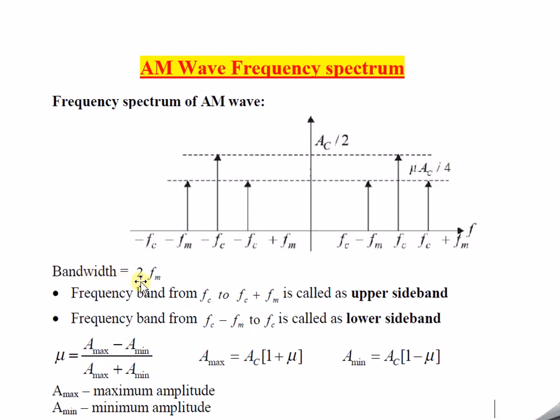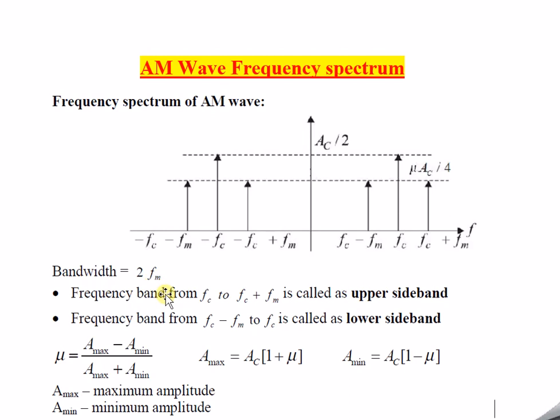So bandwidth, as we can analyze from this AM wave frequency spectrum, is equal to 2FM, two times the modulating frequency. So what is this bandwidth? The range of frequencies which it can maximum cover is 2FM, two times the modulating frequency.